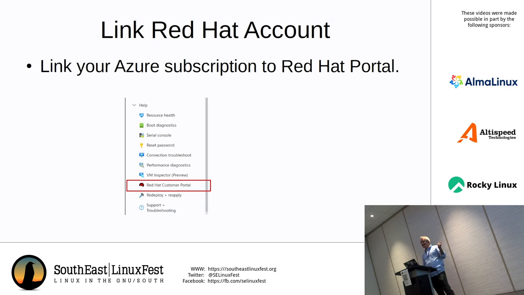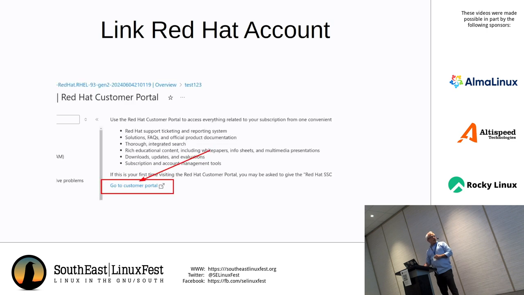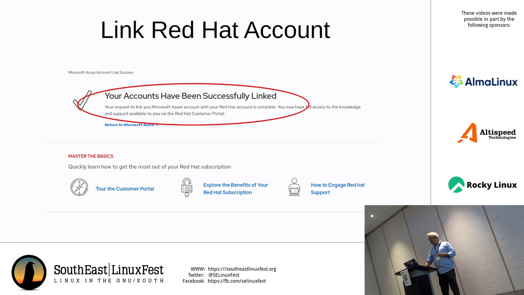You can link your Red Hat accounts if you're running a pay-as-you-go model. On the left-hand side panel, you go to the bottom here and select the Red Hat customer portal. You will see a window like this. You select that link, and you are going to be redirected to the Red Hat portal, and your accounts will be linked. With that, you will have access to the documentation that Red Hat has behind their paywall.